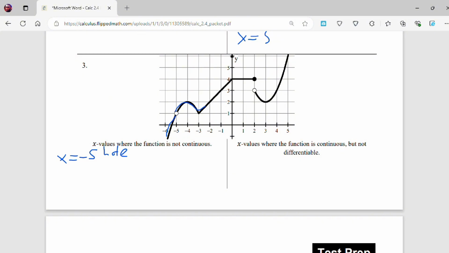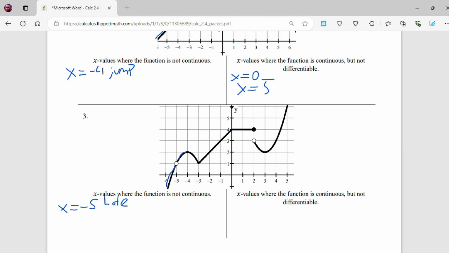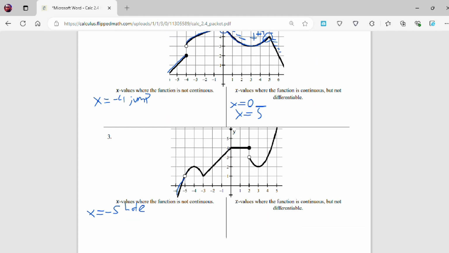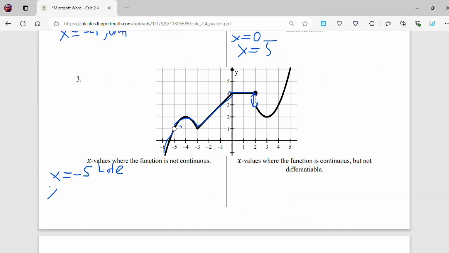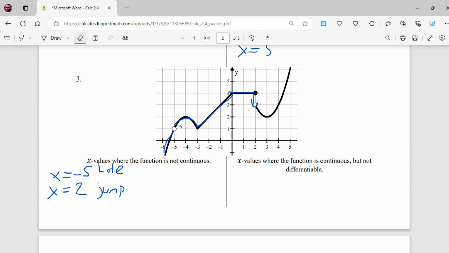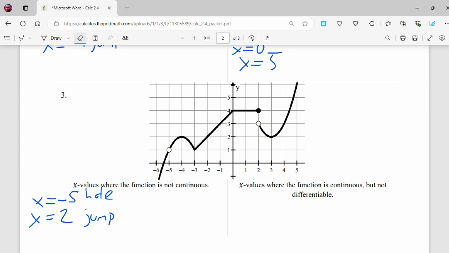Okay, we move along. Everything seems good except for that little screen glitch. Oh my gosh. Okay. And then we get to 2, and we have a jump. And so at x equals 2, we have a jump discontinuity. Okay. And then the rest of the graph is continuous. If this screen does that one more time, I'm gonna get mad.